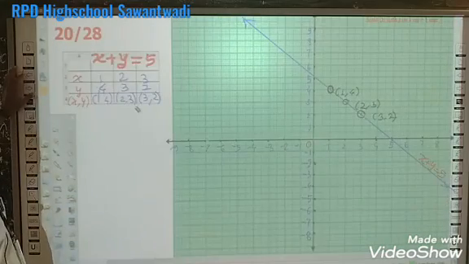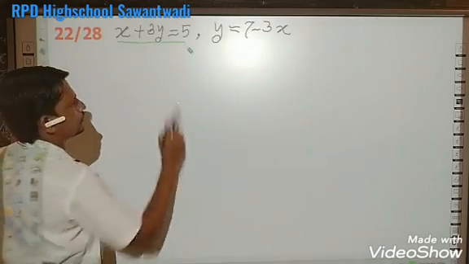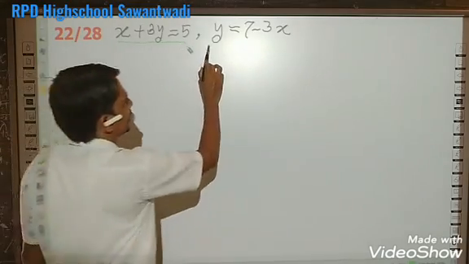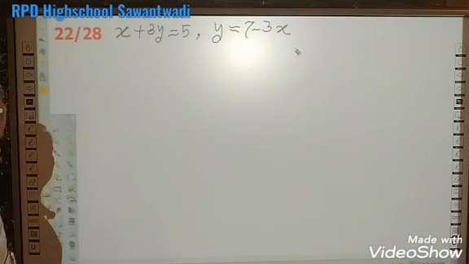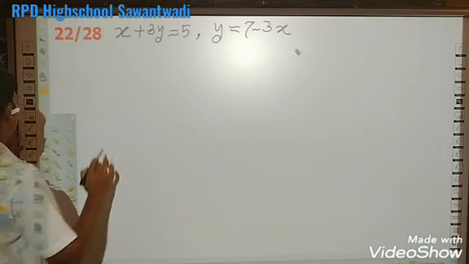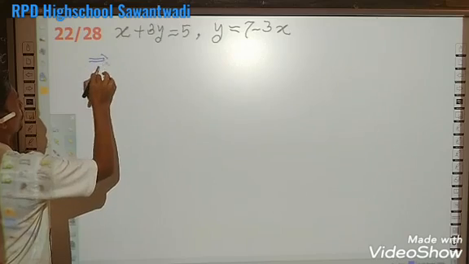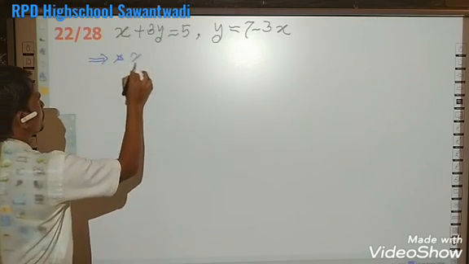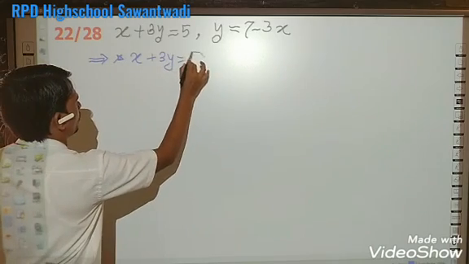That is the first step. So let us have a next example here. x plus 3y is equal to 5. Second equation, y is equal to 7 minus 3x. Let us think about the first equation. I will write this equation: x plus 3y is equal to 5.